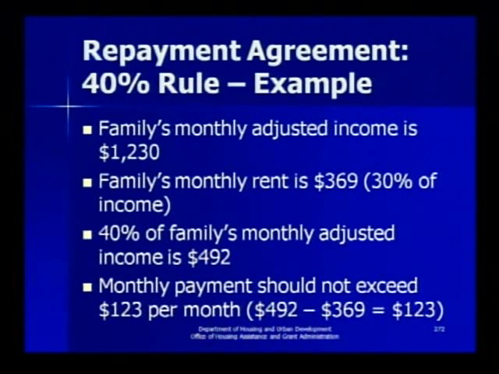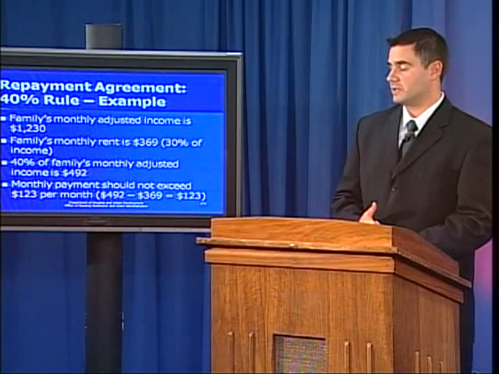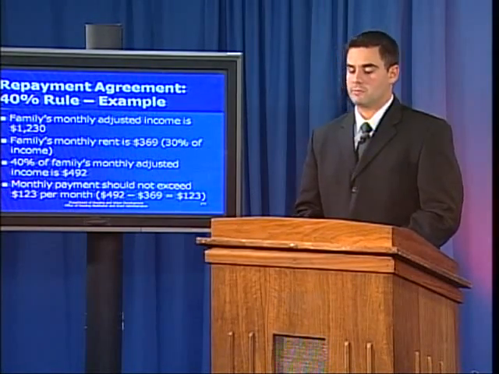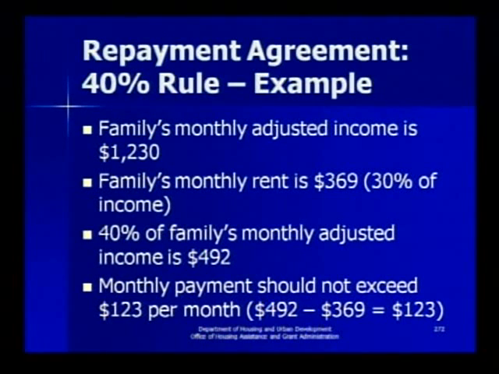The 40% there is to regulate how much is actually being charged to the tenant. So, getting into this new 40% rule, here's an example of a family's monthly adjusted income equaling $1,230. Their current monthly rent, or 30% of their income, is $369 a month. 40% of the monthly adjusted income of $1,230 would equal $492. So the monthly payment should not exceed $123 per month. This number is figured out by subtracting the $369, the family's monthly rent, from the $492, and that equals your $123 for the 40% rule.